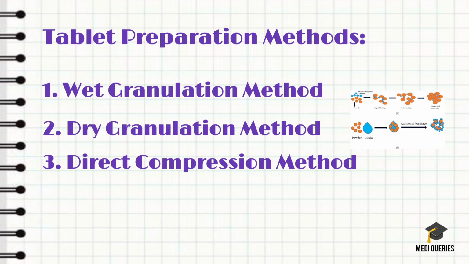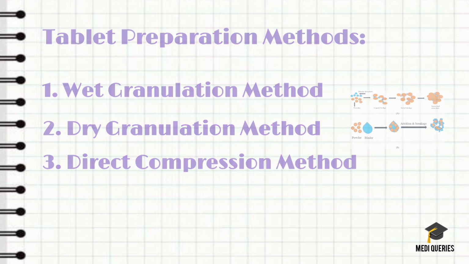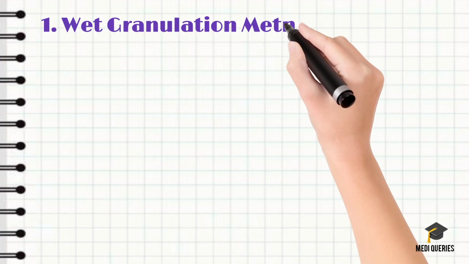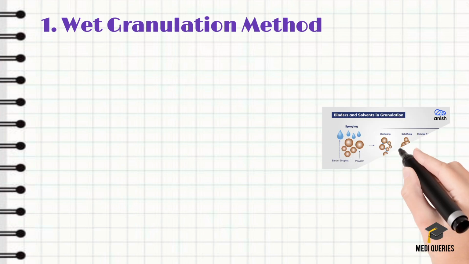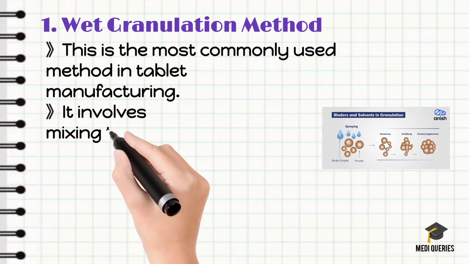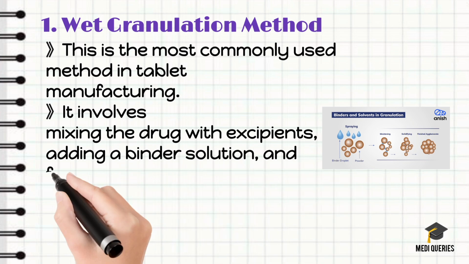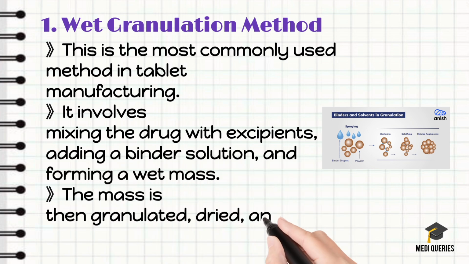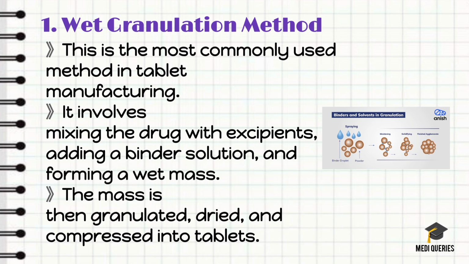So let's begin by understanding the first and most commonly used technique, that is wet granulation. Wet granulation is the most widely used method of tablet preparation. It involves the formation of granules by adding a liquid binder to the powder mixture. This process improves flowability, compressibility, and uniform distribution of the drug and the excipients.